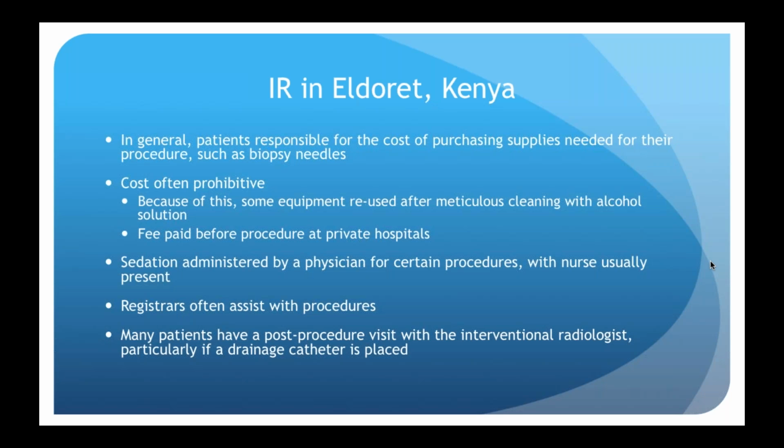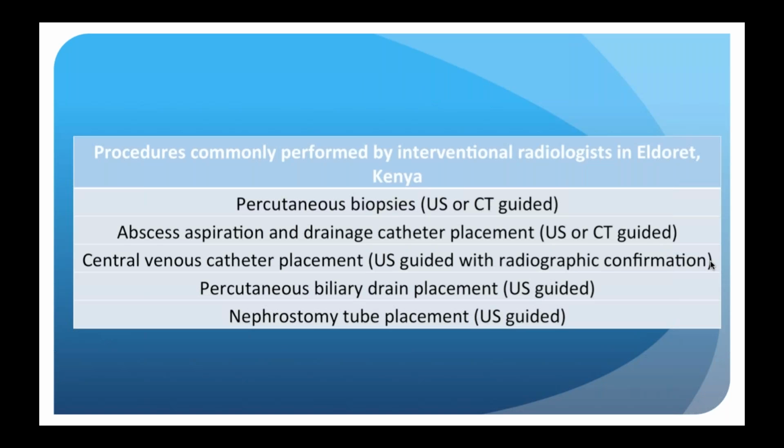The registrars will often help out with the procedures, and they do have a rotation with the IR service where they're learning about procedures. Many of the patients do have a post-procedure visit with the interventional radiologist, so they are providing some longitudinal care, especially if a drainage catheter is placed. They'll have them come back, evaluate the function of the tube, like in an abscess drain, see how much the output has been, and make sure it's still working for them. So these are some of the procedures that they're commonly performing in Eldoret at both MTRH and some of the private hospitals in the area.